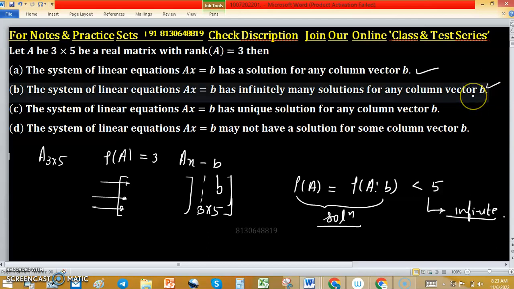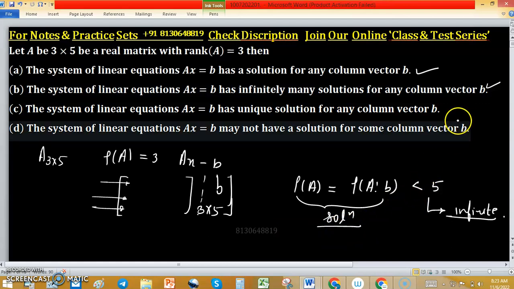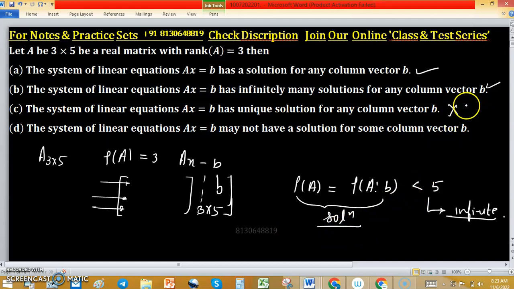The system of linear equations Ax equals B has a unique solution for any column? Not a unique solution, because the rank is not the same as the number of variables. Option D: the system of linear equations may not have a solution, but the system is always consistent whenever the rank of the coefficient matrix is the same as the rank of the augmented matrix.